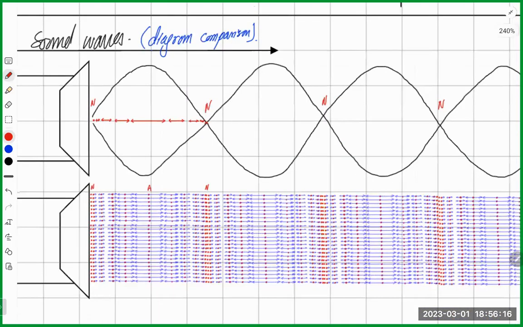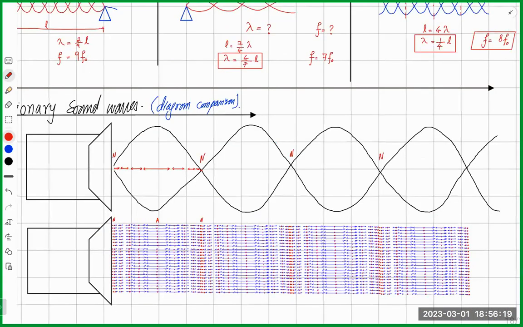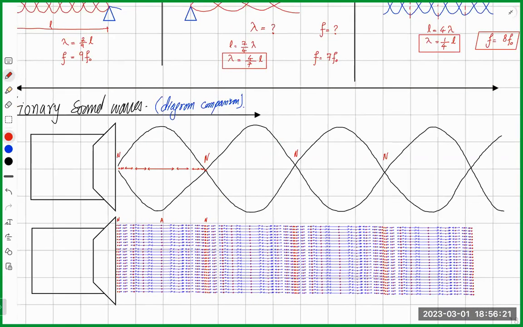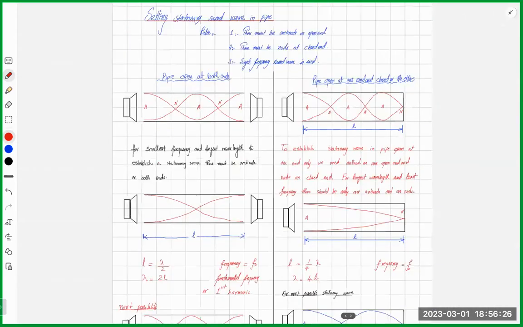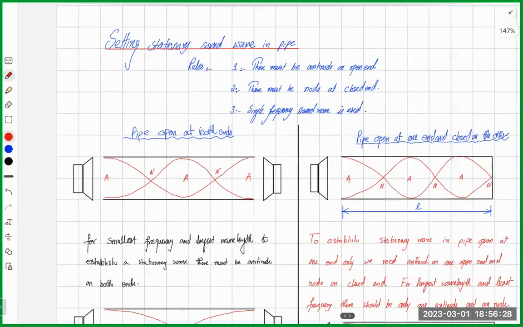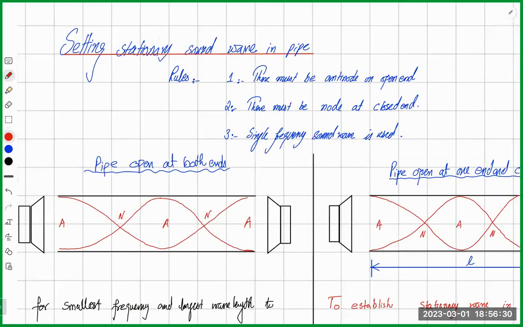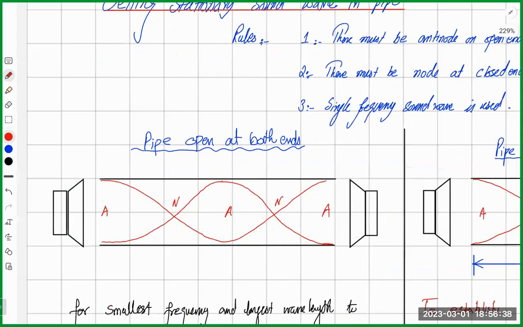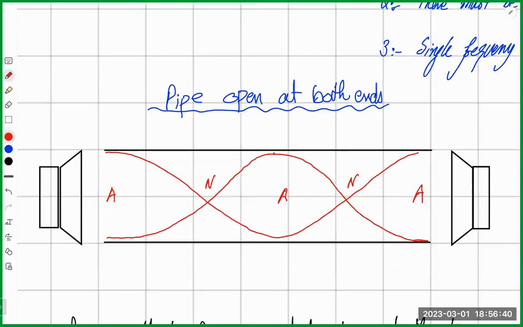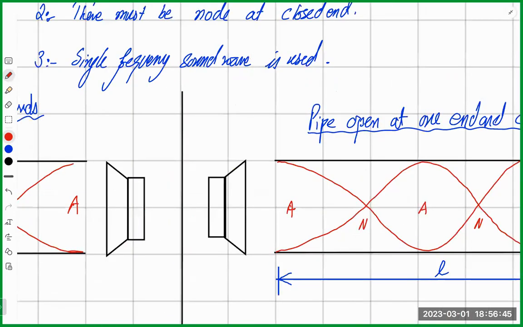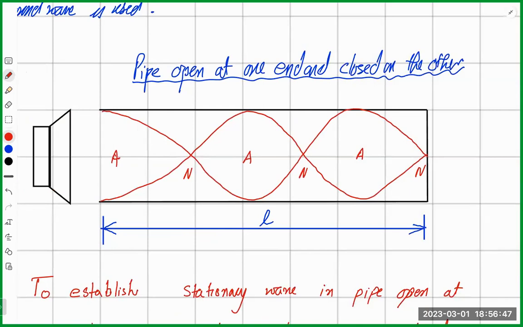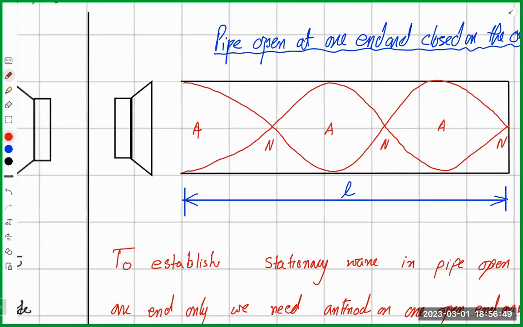We will not be making the diagram for the longitudinal wave. We will be taking help from the transverse wave to show longitudinal waves. To establish stationary sound waves in a pipe, there can be multiple options. For example, we can have a pipe open from both ends, a pipe which is closed on one end, and there can be a possibility of a pipe closed on both ends.